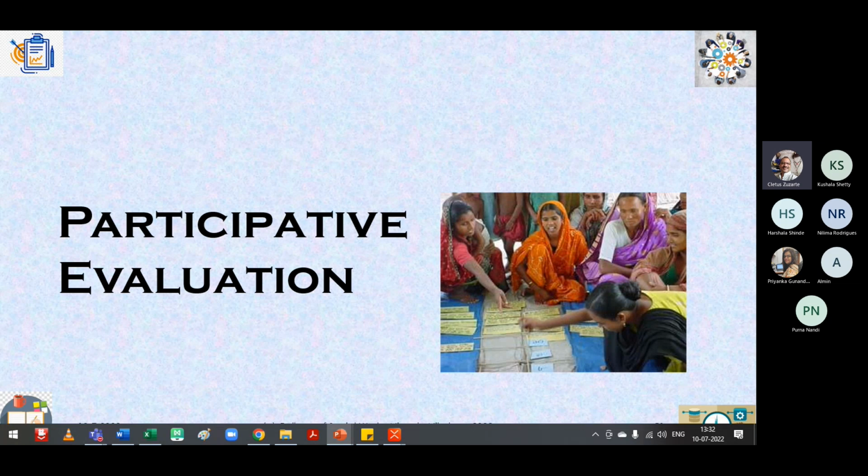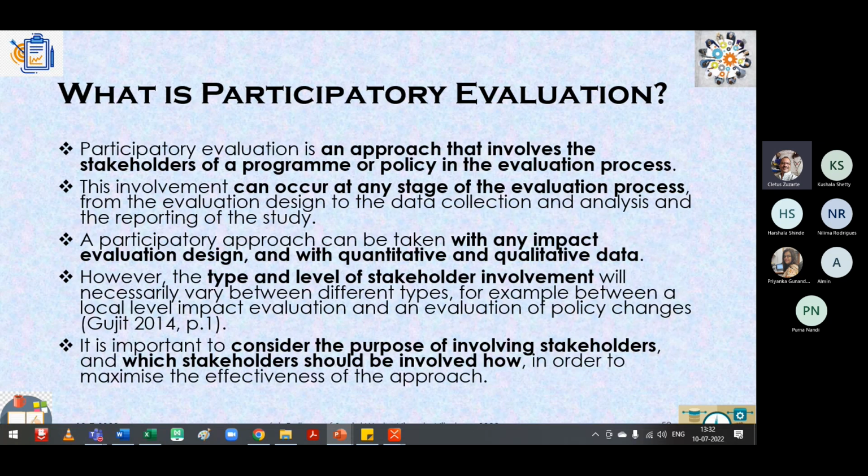this exercise where we write down our problem statement in negative statements and we put it down on the floor like these women are doing. And this is exactly what we will be doing in participatory evaluation. Okay, you will be involving the stakeholders so that you are able to measure these various indicators of impact.